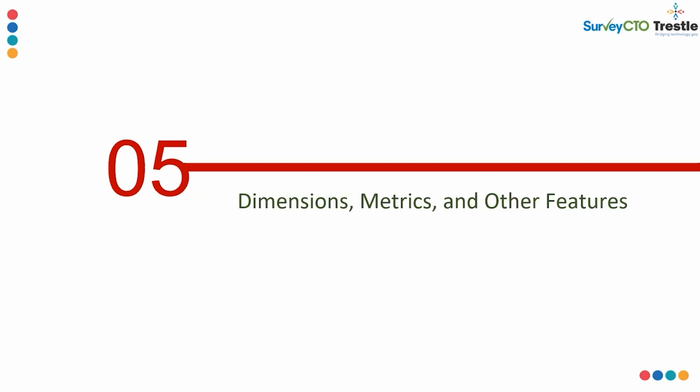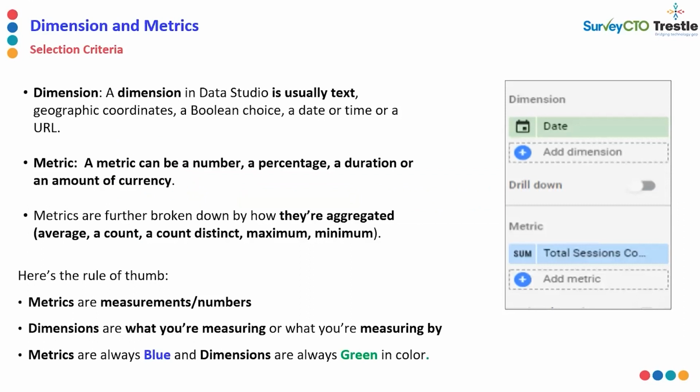Now, dimension, metrics and other features. These are very important things. So we have selected the chart, we have linked the dashboard, but how to start? In any dashboard, two things are most important. As we know in SurveyCTO, field type is very important. Field names are important. Labels are important. Here also dimension and metrics are very important.